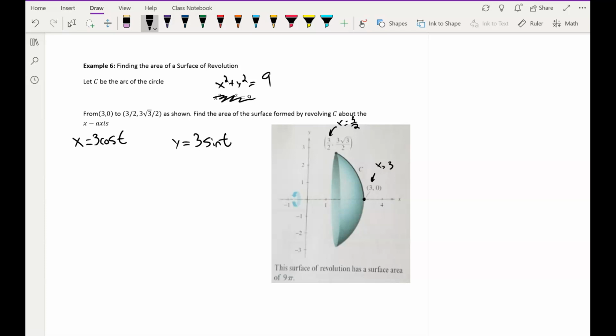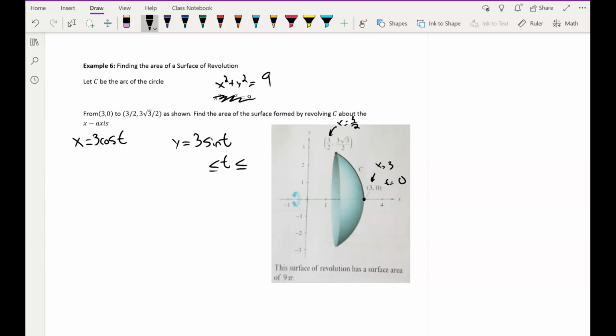Now, we have to come up with our interval. What is our interval for t? What we have to keep in mind here is what I was talking about earlier. If x equals 3, now that we have our equations, just plug it in. When is 3 equal to 3 cosine of t? Divide by 3. You'll find that at this point, t is going to equal, well, when is cosine of t equal to 1? And the answer is at 0.